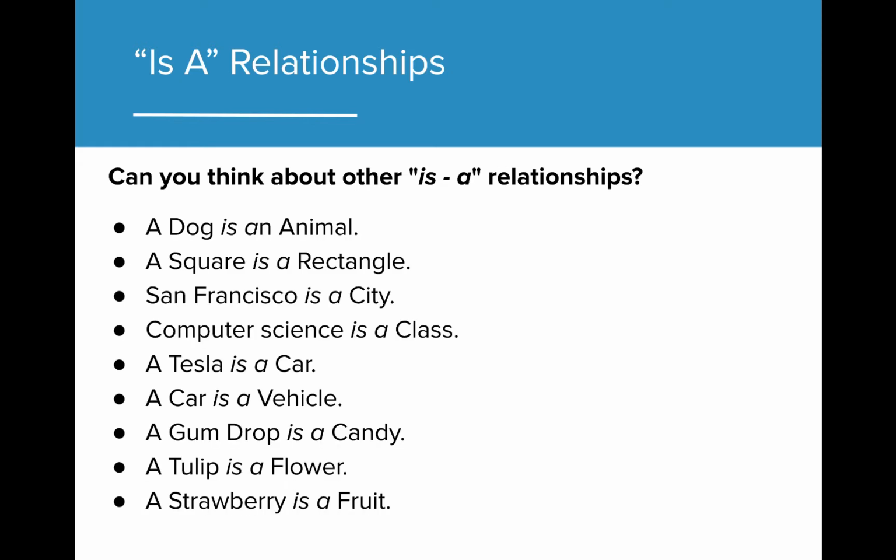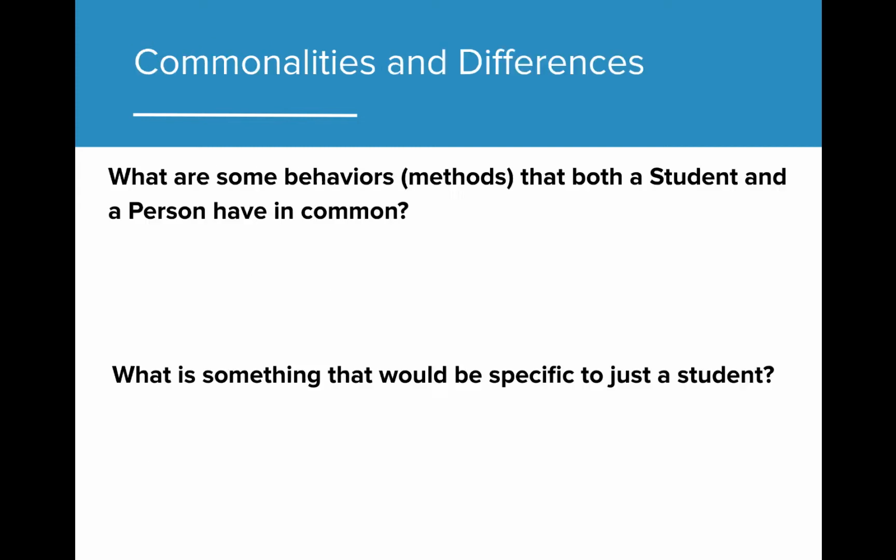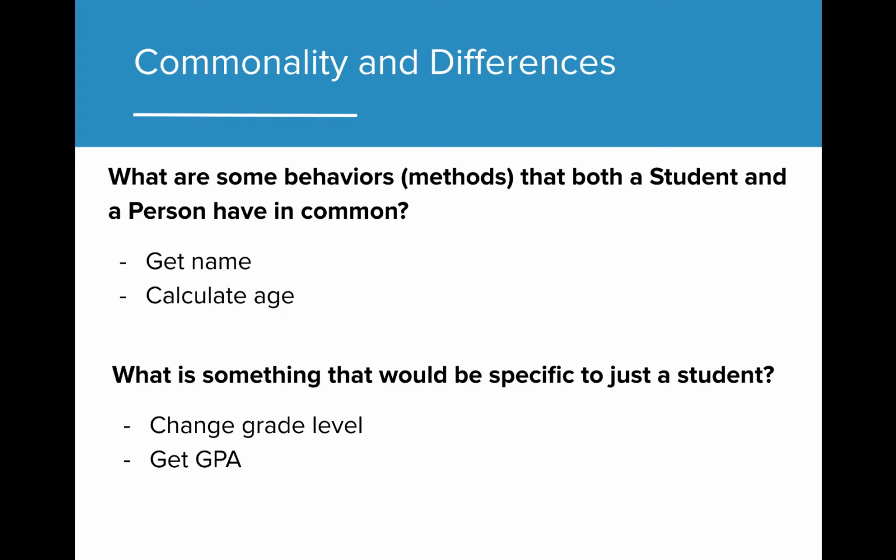Here are some examples, but there are many more. Remember, these are not symmetrical relationships. You can say that every dog is an animal, but not every animal is a dog. Let's think back to our student and person classes. What are some common characteristics that both a student and a person would have in common? What are some examples of things that only apply to a student? Every person and every student will have a name and a birthday, so we can retrieve the name and calculate their age. Only students will have a grade and a GPA, so those methods will be specific to them.